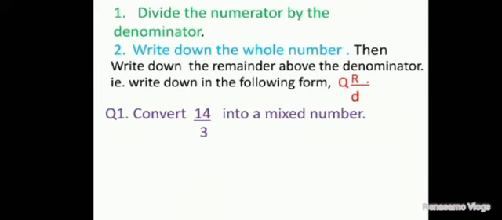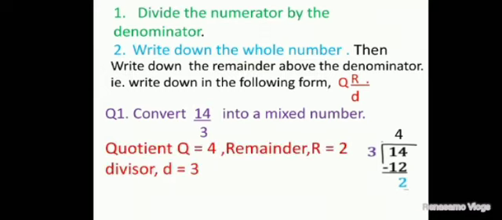Convert 14 by 3 into a mixed number. Divide 14 by 3. You will get 4 as quotient and 2 as remainder. Here the divisor is 3. Write down the answer as 4 2 by 3. 4 2 by 3 is a mixed number.